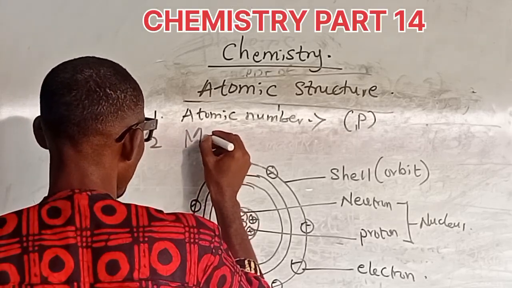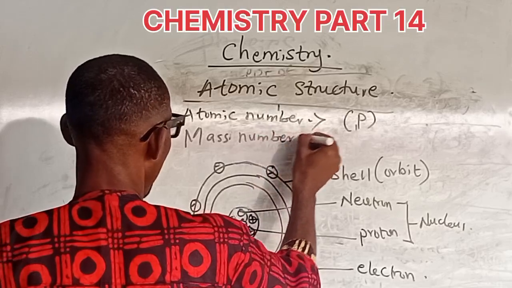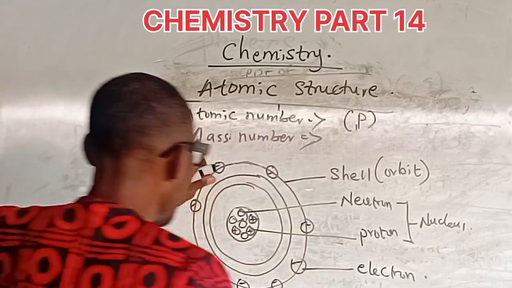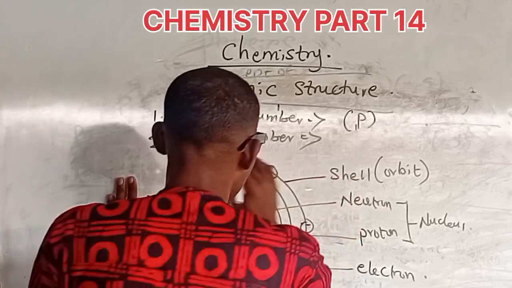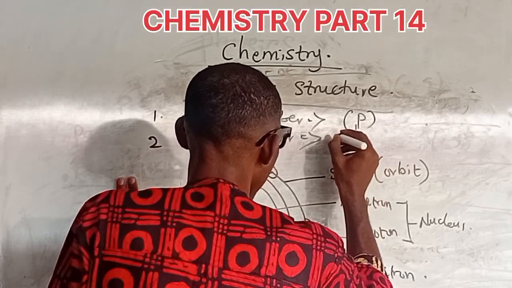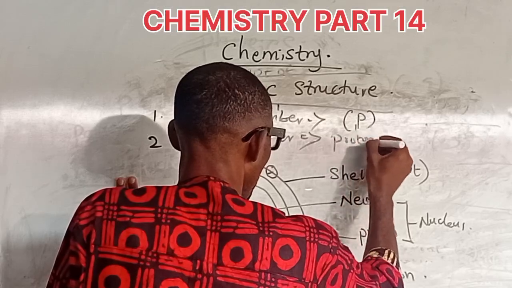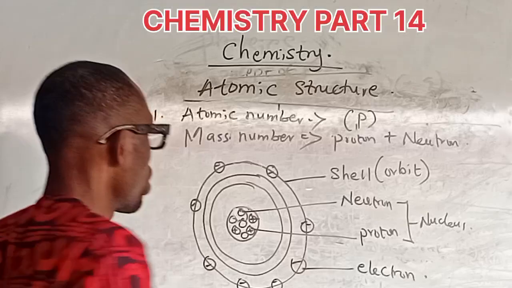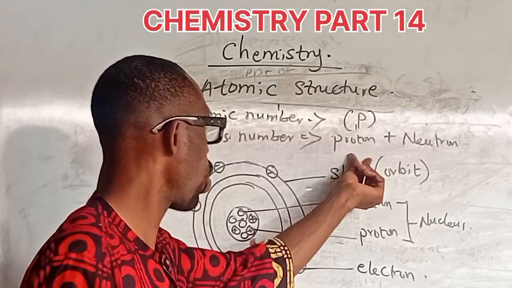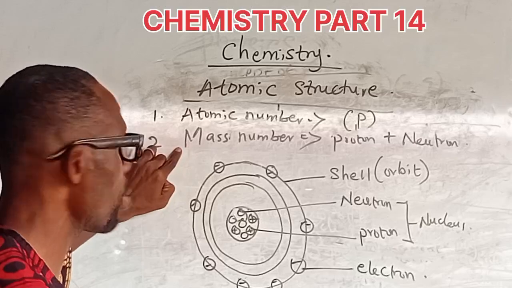Number two, we want to look at the next one, which we call the mass number. What is the mass number? Listen now: the mass number is the summation of protons and neutrons. The total number of protons and neutrons in the nucleus of an atom gives you the mass number.